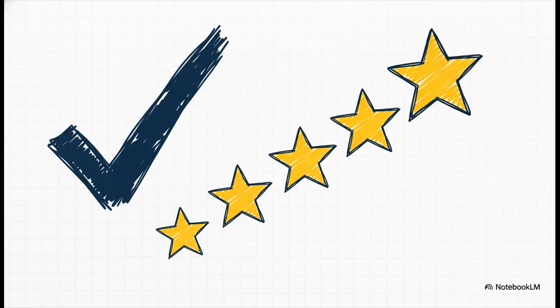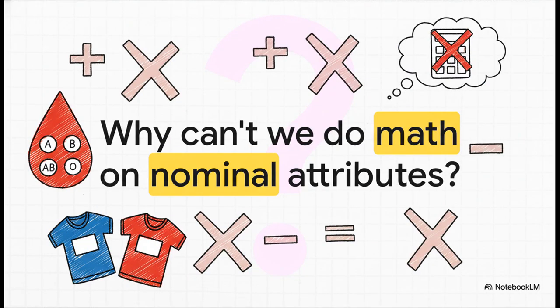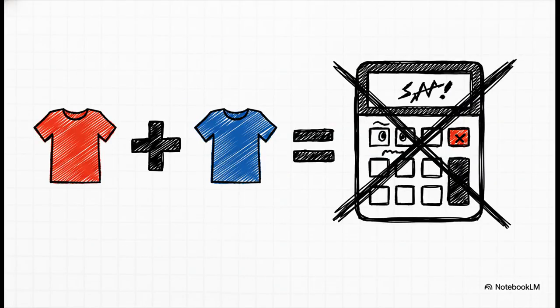And for our last one, let's get a little more conceptual. Why can't we do math like adding or subtracting on nominal attributes, like blood type or jersey color? Because they're just labels. That's it. They have no natural order or value. Trying to add blood type A to blood type B is just as meaningless as trying to add the color red to the color blue.